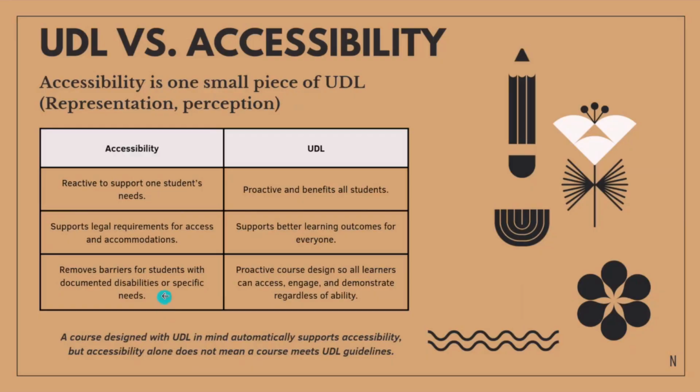And like I said, you aim at the student that's going to struggle the most, and you're going to be able to make sure that everyone can understand what's going on in your class. Back over to the accessibility, the last row: removes barriers for students with documented disabilities or specific needs. If we make accessibility moves and changes in our course, we're going to help remove those barriers for students that have documented disabilities, but we're also going to reach those students that do not have documentation, because there are those students too. UDL is a proactive course design, so all learners can access, engage, and demonstrate regardless of ability.